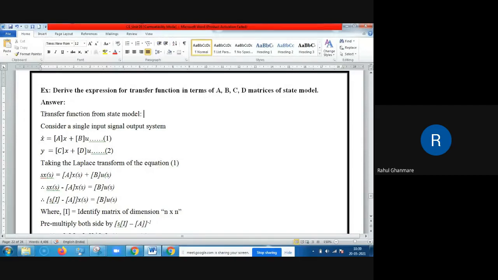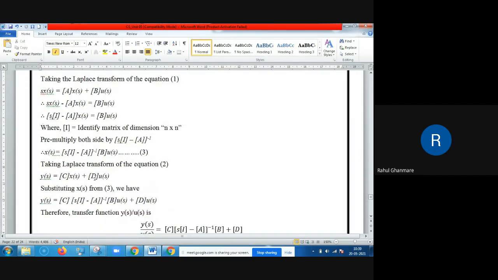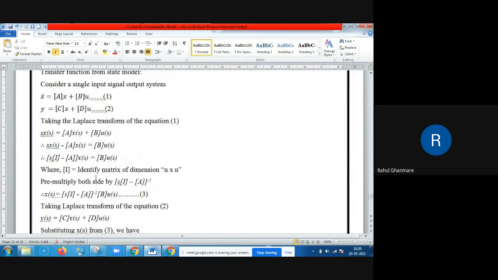Next we take the Laplace transform. When we take the Laplace transform of x dot, here we get sX(s) is equal to AX(s) plus BU(s). You can write these in capital X(s) or capital Y(s). Here we are collecting all the terms on one side. This is X(s), and this is also A into X(s).